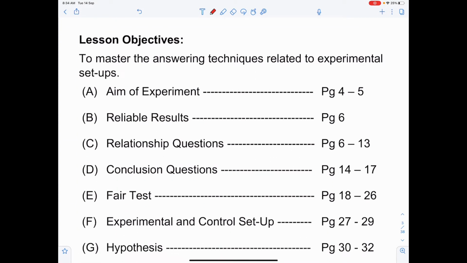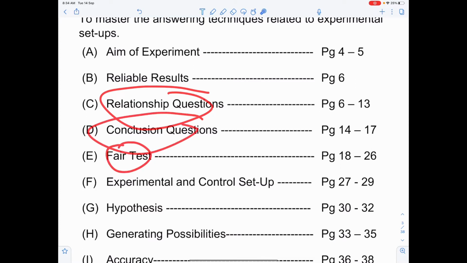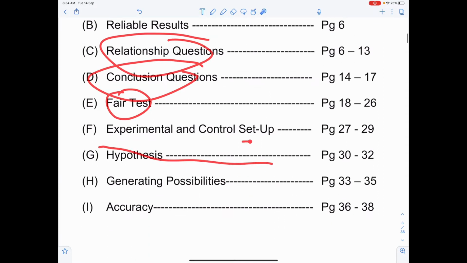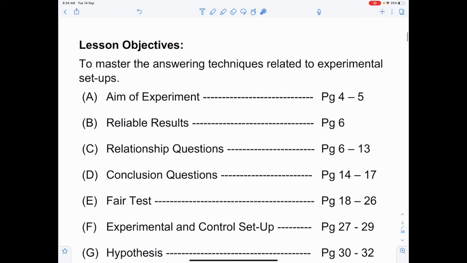if you look under the learning objectives, you would understand that there are different types of questions. So these are the different types of questions I'm talking about. Are they asking you for aim? Are they talking about reliability? Are they talking about relationship? Are they talking about conclusion, fair test, control setup, hypothesis generating possibility, or accuracy based type of question related to experiments? So with each type of question, you have a specific way of answering, and this is what this booklet will teach you to do.